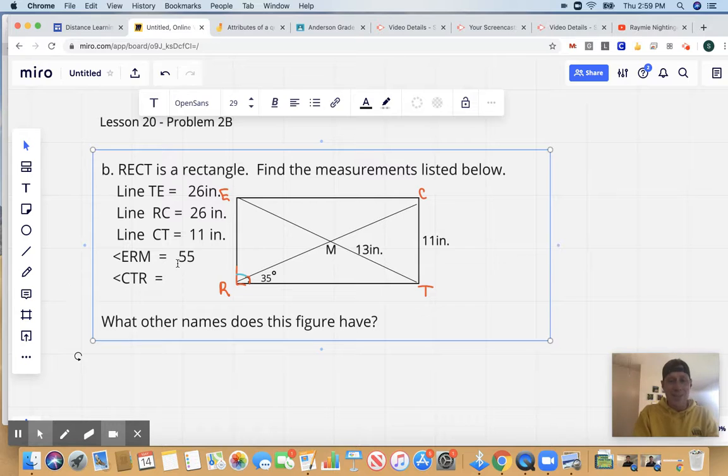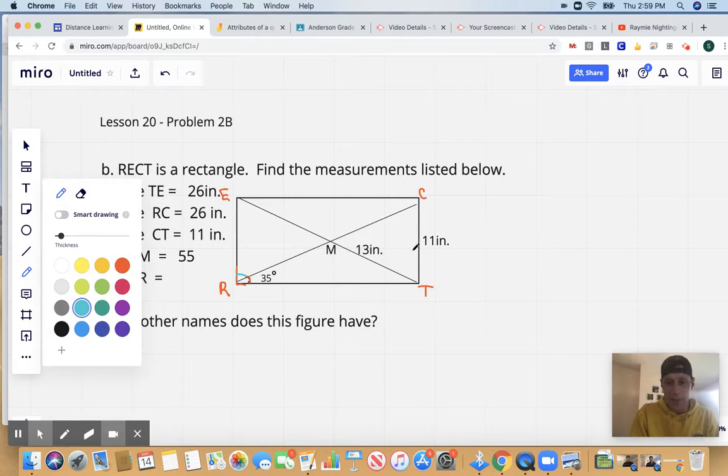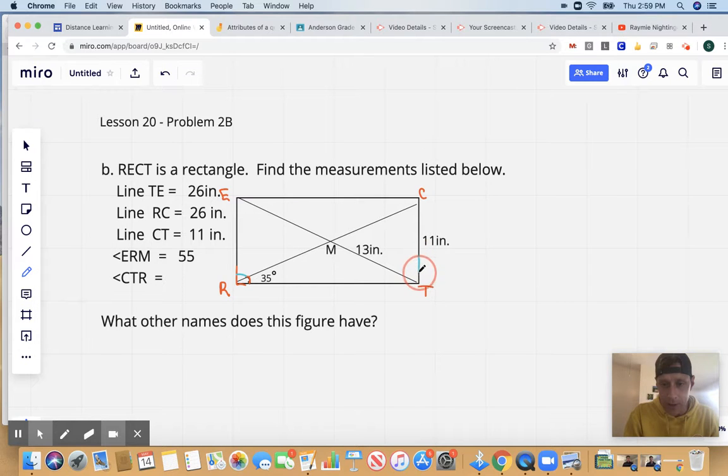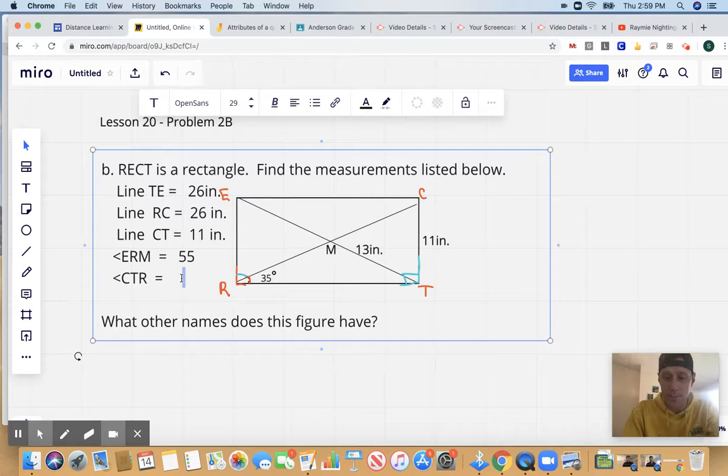Okay, what about CTR? CTR, well, we know exactly what this is. CTR forms the easiest angle to see. That's right. It is a right angle. That's 90 degrees. Go ahead and write 90 degrees here.